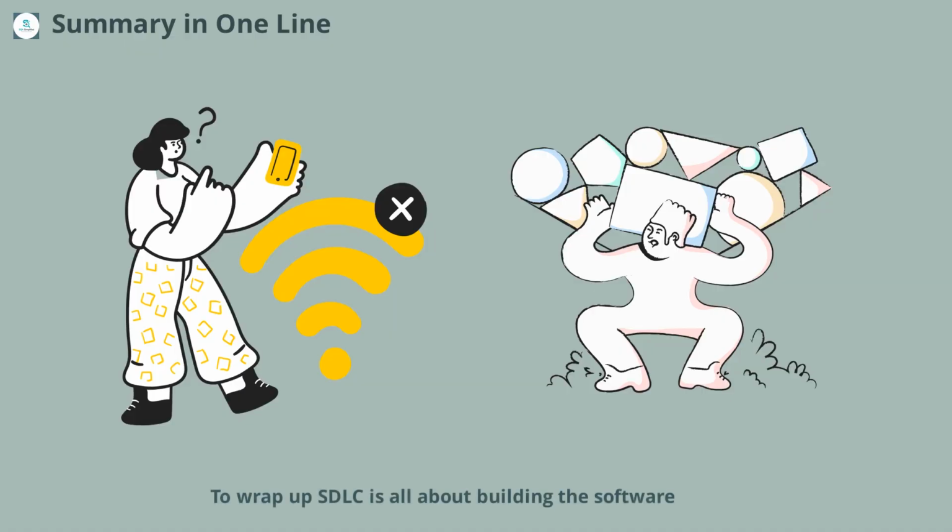To wrap up, SDLC is all about building the software, while STLC is focused on testing it. Both are crucial for delivering high-quality products that users love. By understanding and following these life cycles, teams can create software that's both functional and reliable.